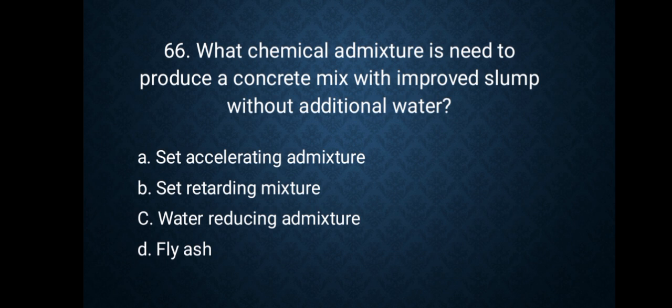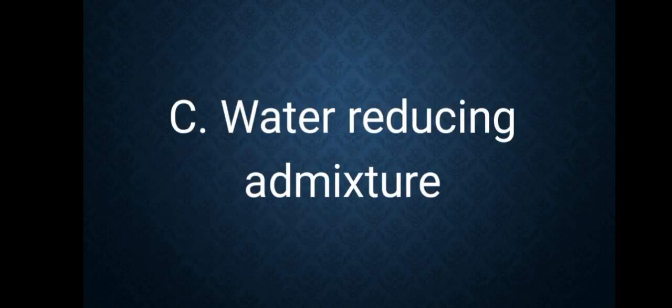So the next is number 66. What chemical admixture is needed to produce a concrete mix with improved slump without additional water? So O adi man ang choices, kulawin na lang niyo. So, ang answer sa number 66 is C. Water reducing admixture.